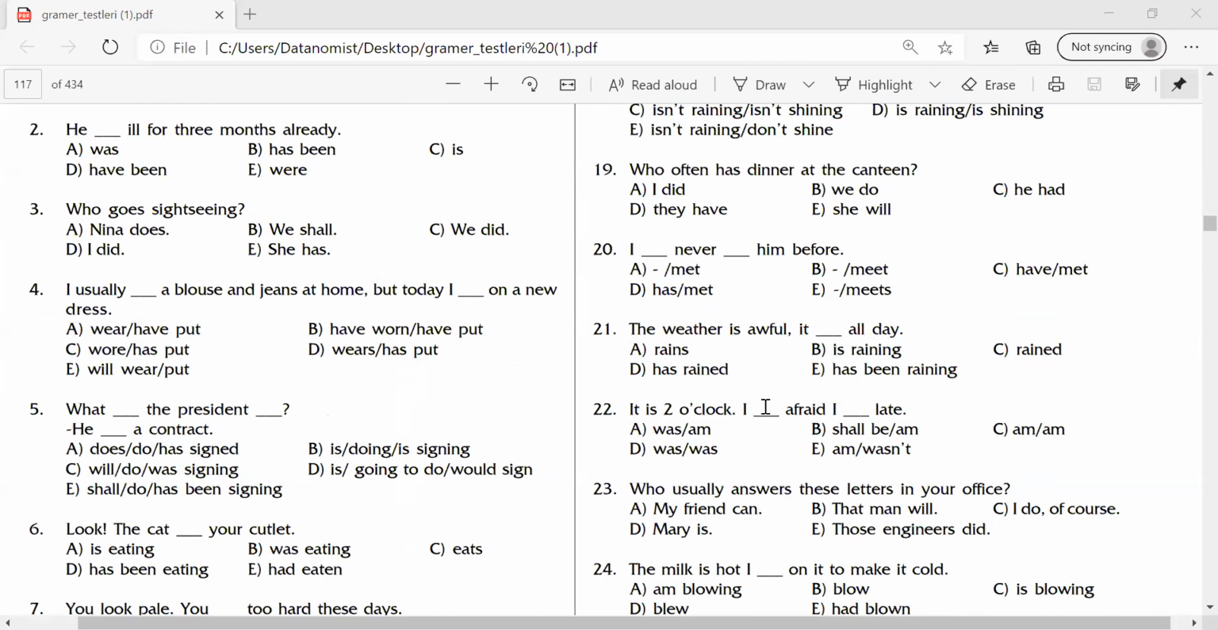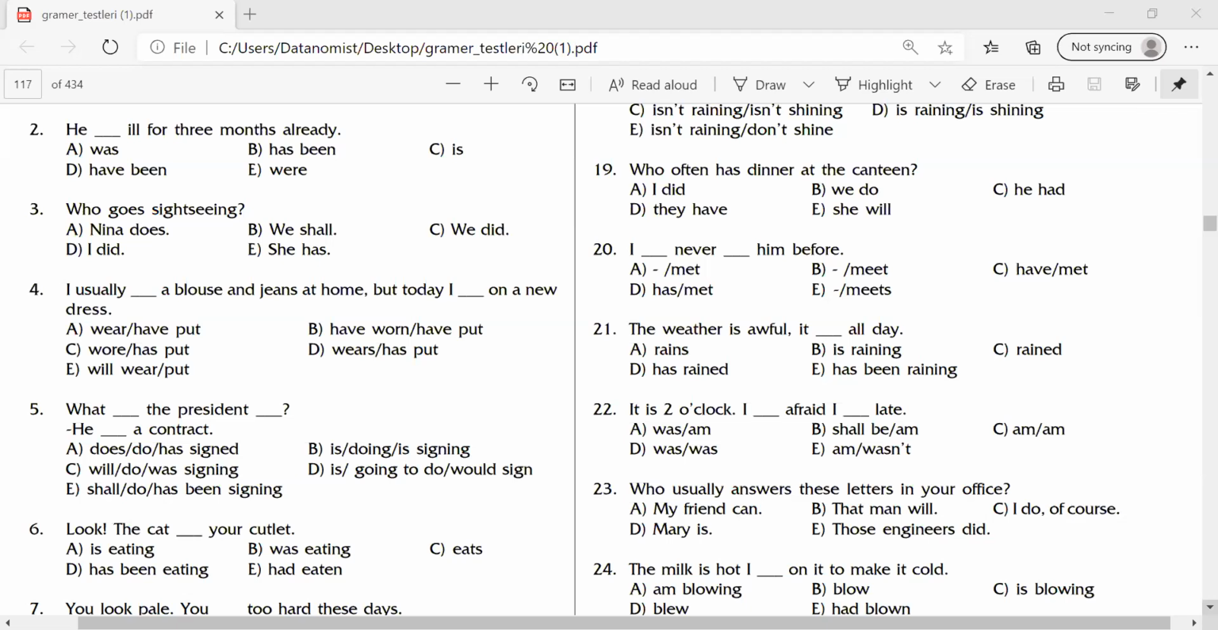Now look at the 21st one. The weather is awful. It dash all day. What's your answer? Fine. I don't mind. Both are accepted. It has been raining all day means you can still see the rain. It has rained all day means the rain has stopped. So I don't mind. You're right.